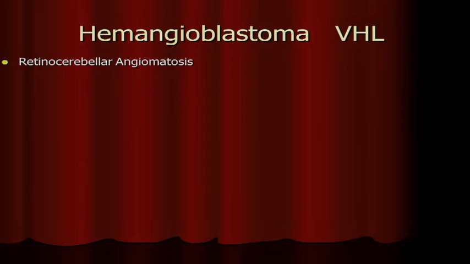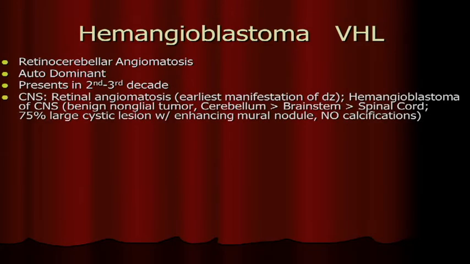Retinocerebellar angiomatosis. Autosomal dominant, presents in the second, third decade. Retinal angiomatosis. So I guess phakoma, does phakoma mean eye stuff? I don't know either. The earliest manifestation of this disease is retinal angiomatosis. It presents in the second, third decade of life, so the ophthalmologist might be the one that sees it.